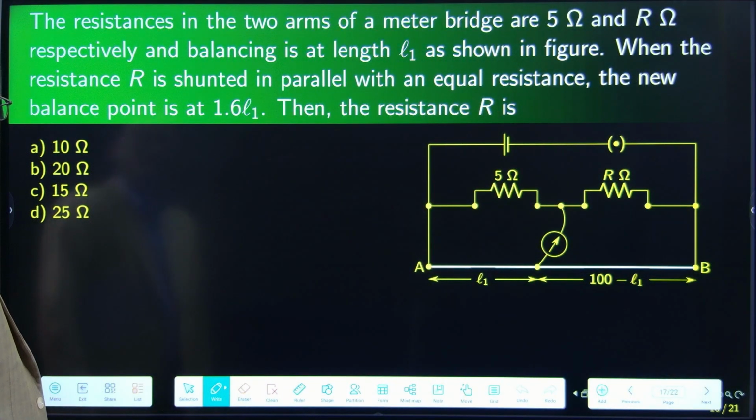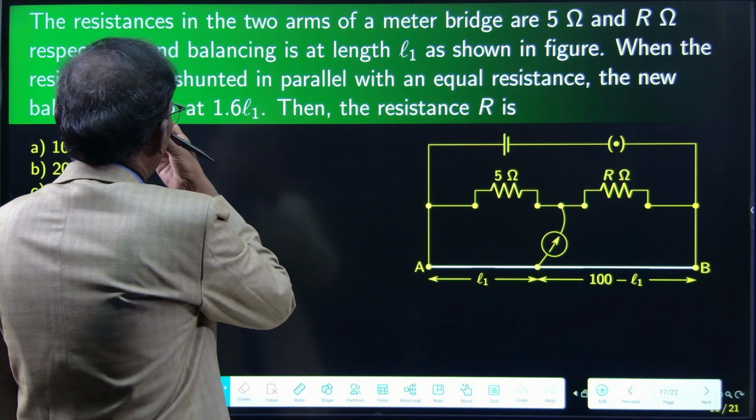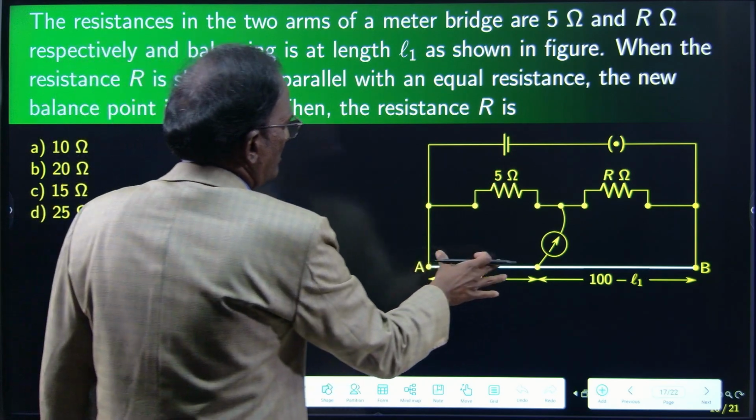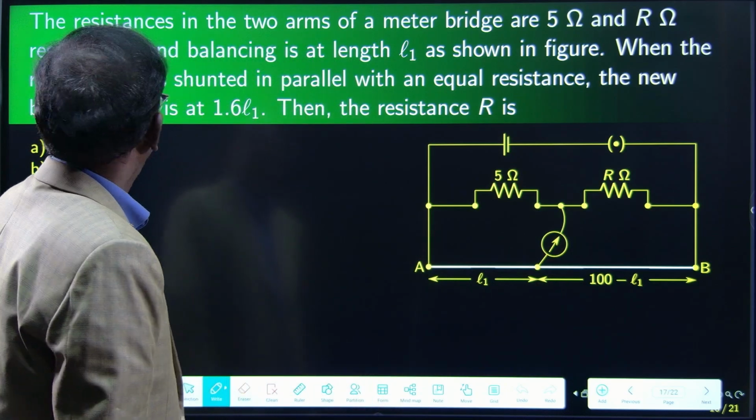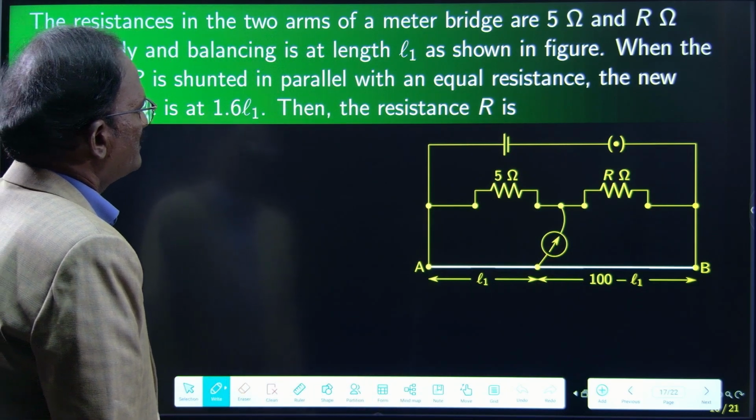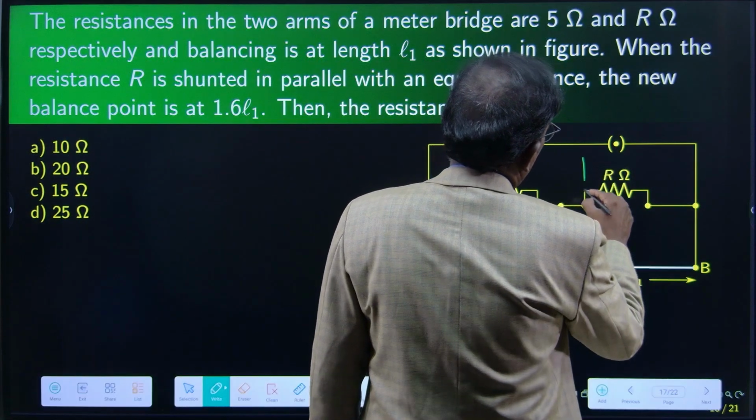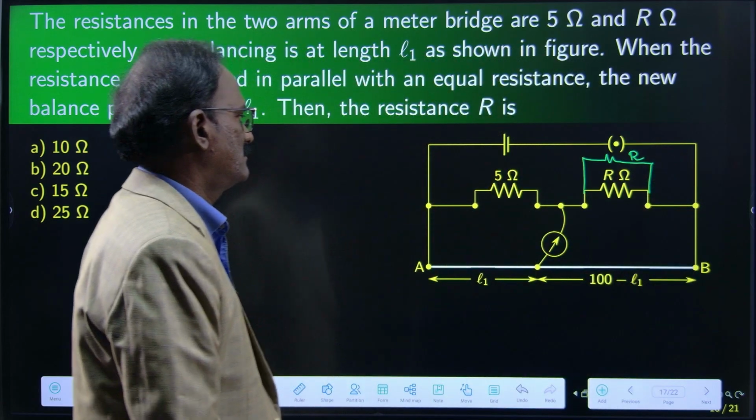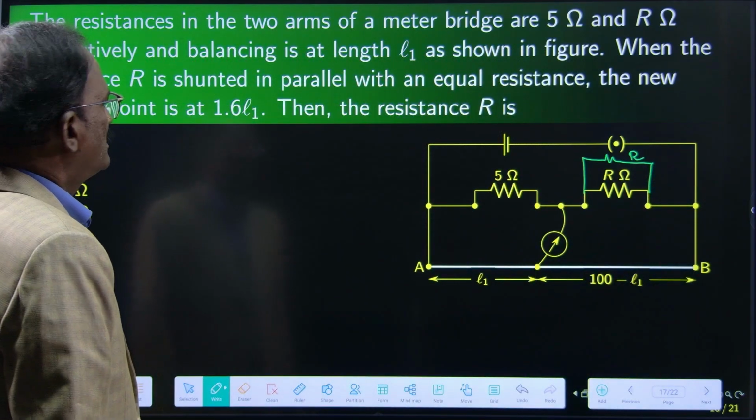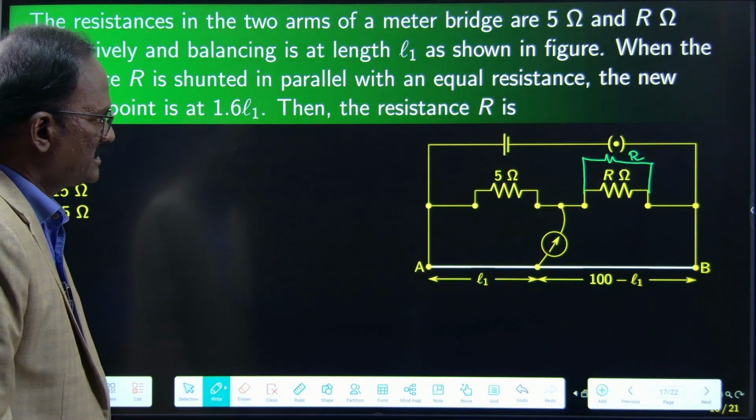Next problem. The resistances in the two arms of a meter bridge are 5 ohms and R ohms respectively, and balancing is at length L1 as shown in figure. If it is L1, this is 100 minus L1, right? When the resistance R is shunted in parallel with an equivalent resistance, another resistance R is connected here. The new balance point is at 1.6 L1. Then the resistance R is what?